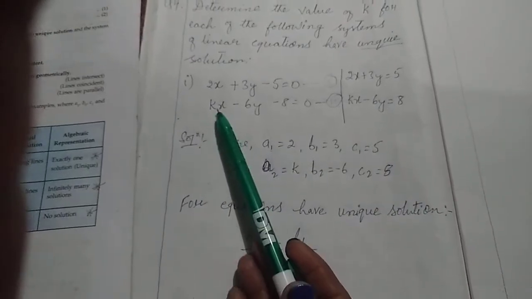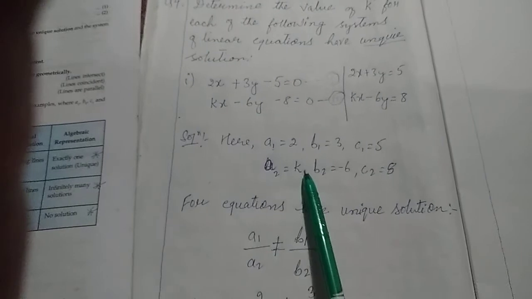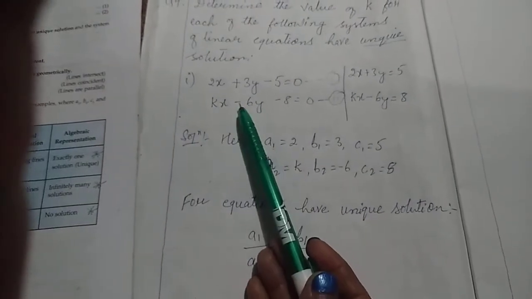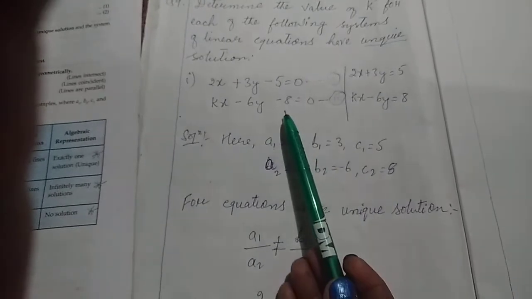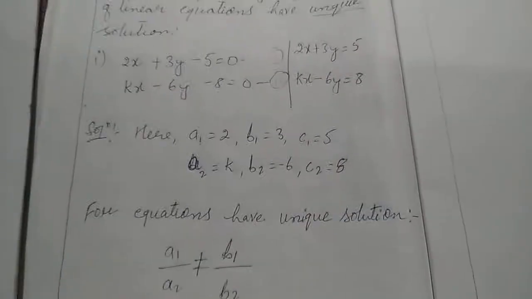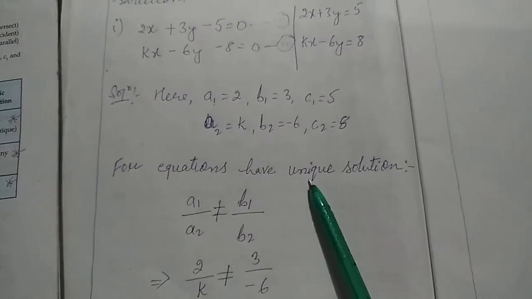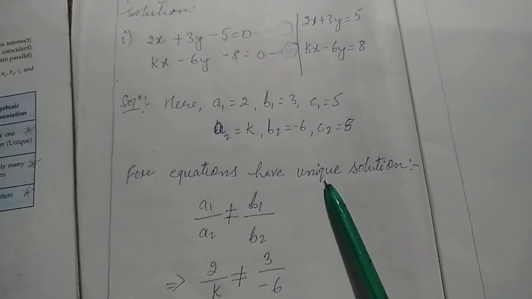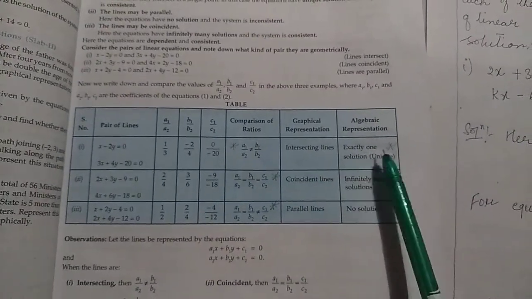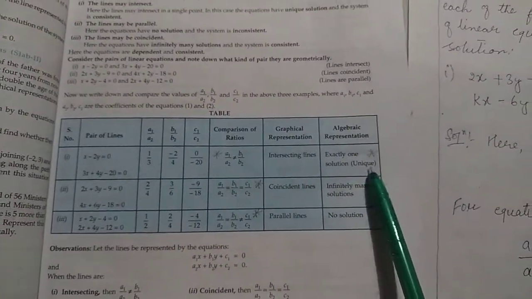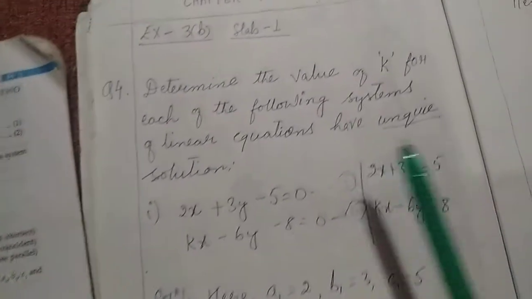A2 we have, this is what? A2 is k, B2 is minus 6. B2 is minus 6 and C2 is plus 8. So we got all the terms, and as the question says, unique solution, so you have to check with the table and please try to memorize the table. So you can see here exactly one solution or unique solution. This is what is required in our question.